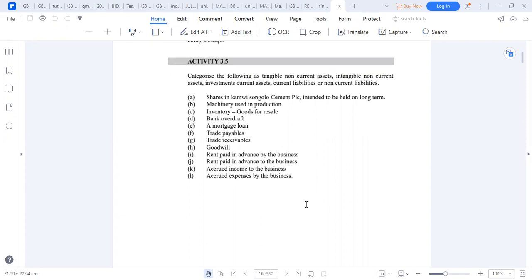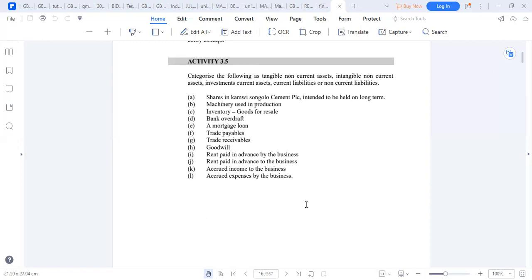Mr. Collins, the one rent paid in advance by the business, it's not non-current. It's a current asset. These are prepayments. Okay, it's a current asset. How about rent paid in advance to the business? Means we have property somewhere, then somebody paid us in advance. It's also a current asset.